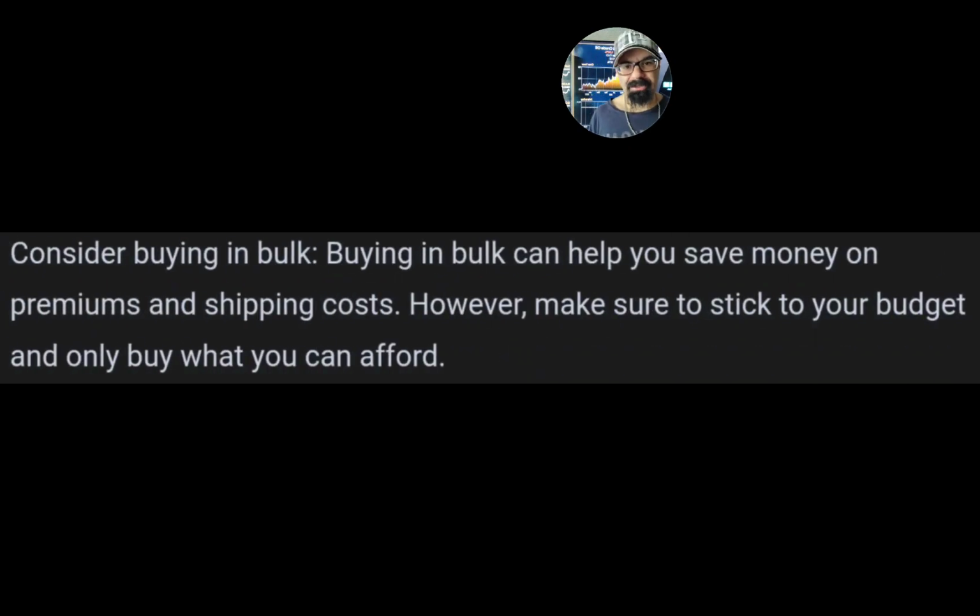Consider buying in bulk, which is great. Even instead of buying 1 ounce, buy 20 ounces, and you'll see a little bit of a savings. If you can buy 100 ounces at a time, a little bit cheaper there, too. And if you buy 1,000, it's even cheaper. I don't buy that much. I usually stick between 20 and 40 ounces, unless I'm looking to buy a kilo or I have bought 100-ounce bars, so it all depends. Buying in bulk can help you save money on premiums and shipping costs.